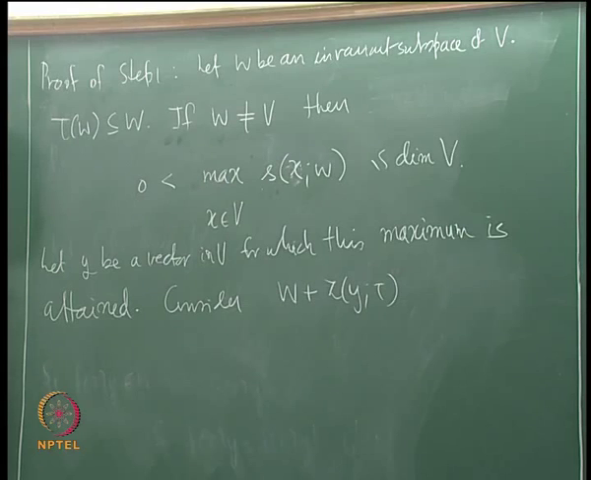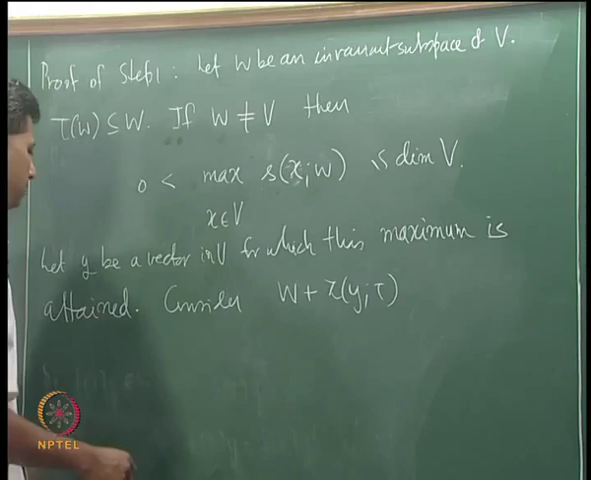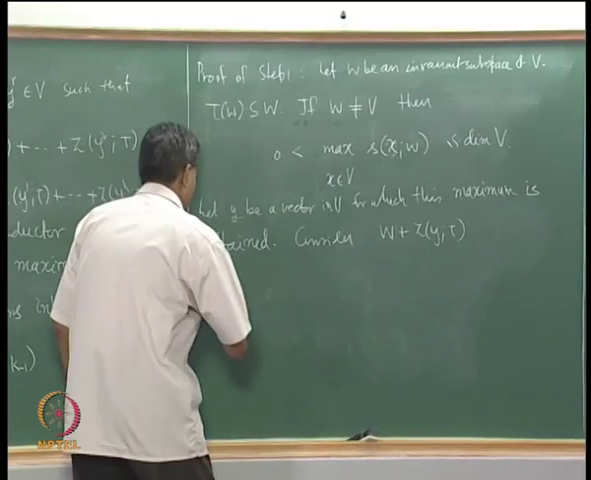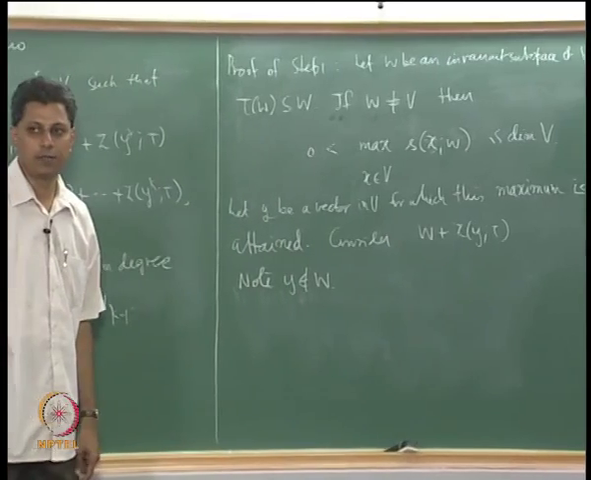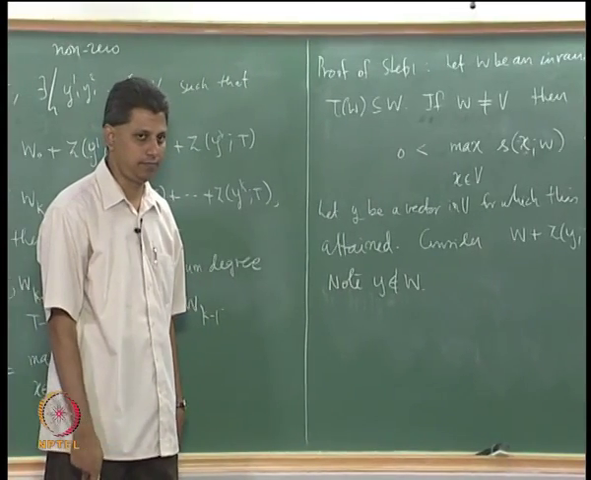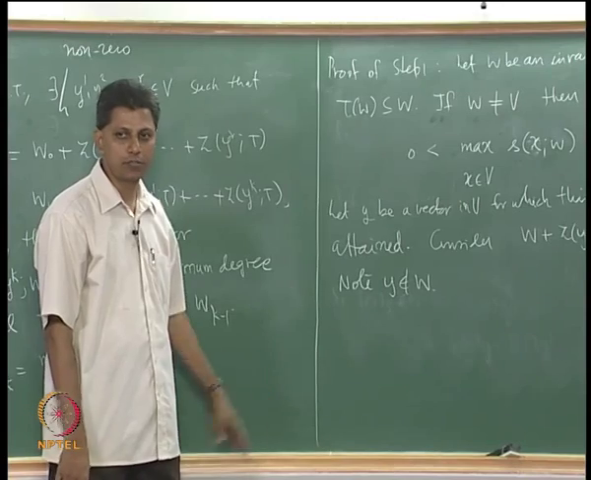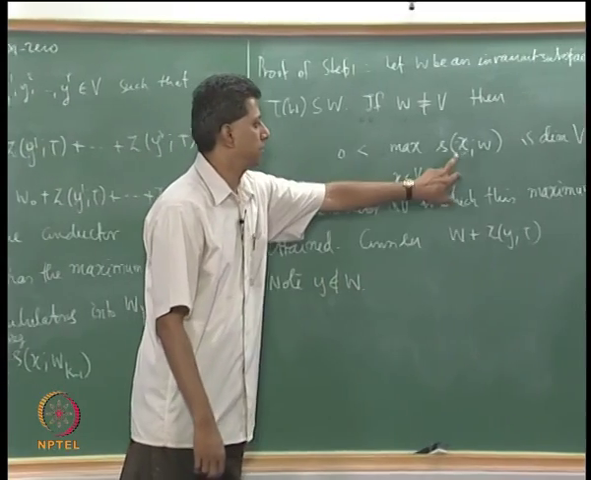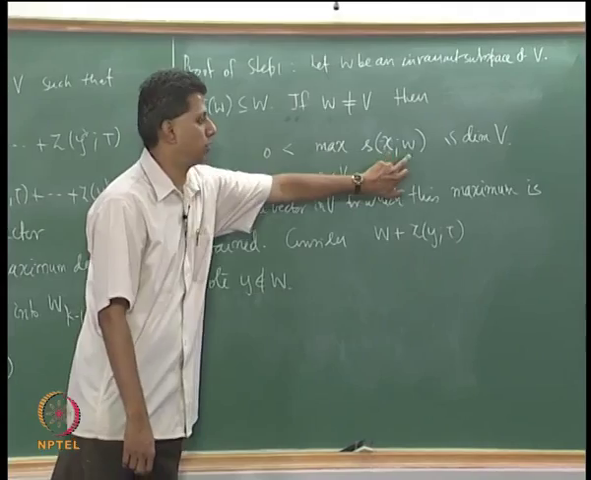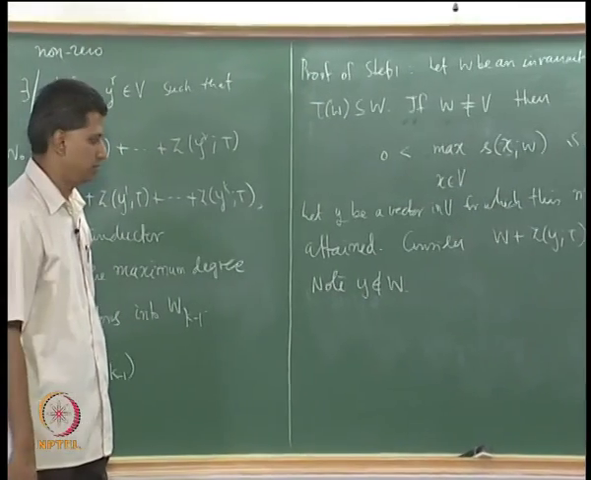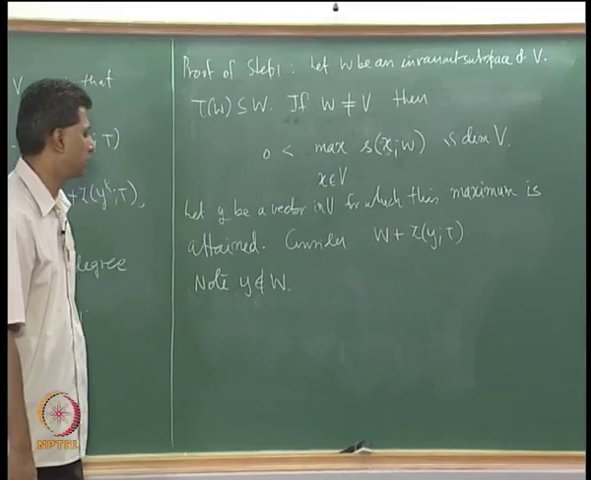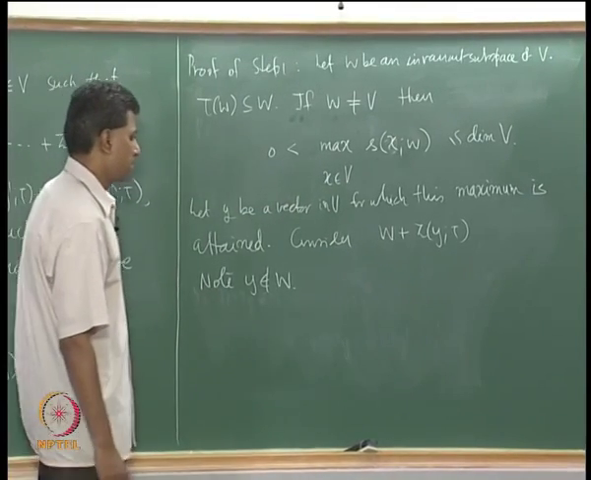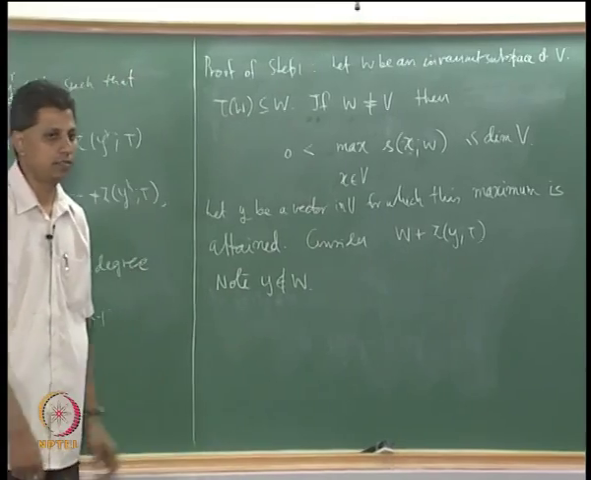By the way, this y cannot be in W. I have not mentioned that. Note, if y is in W, then that degree is 0. So, I am looking at the maximum of all those S(y, W). So, y cannot be in W, the degree will otherwise be 0, but it is strictly positive. So, consider this subspace now.